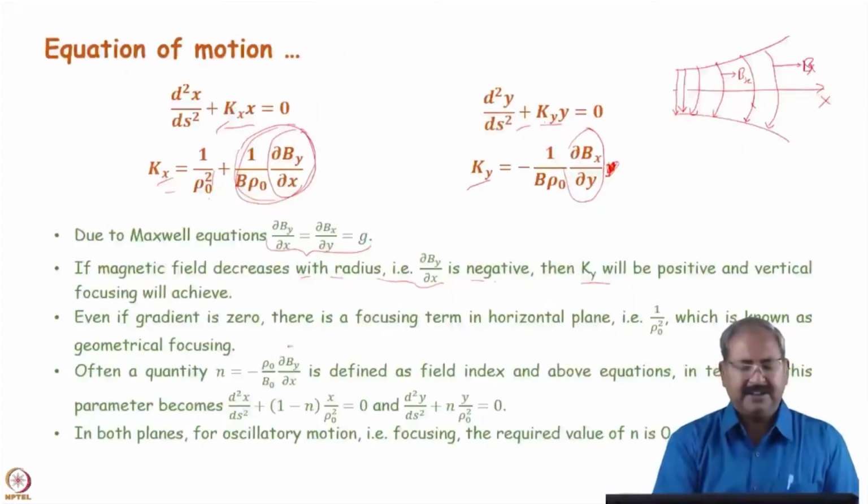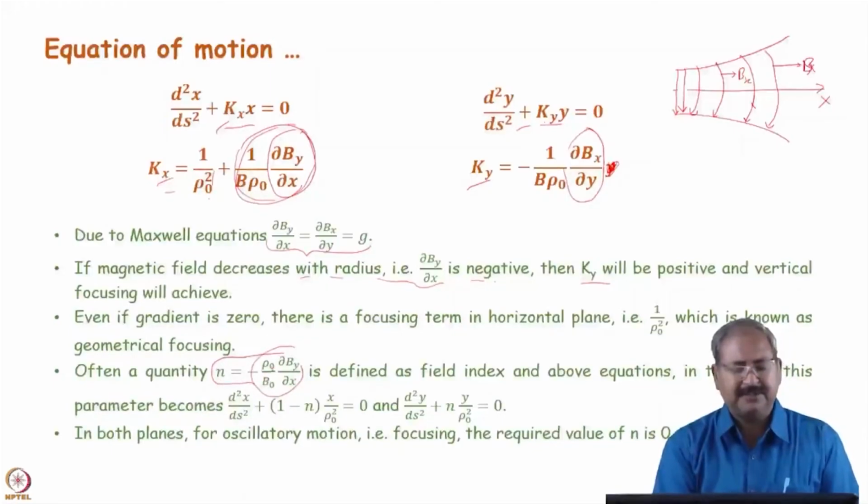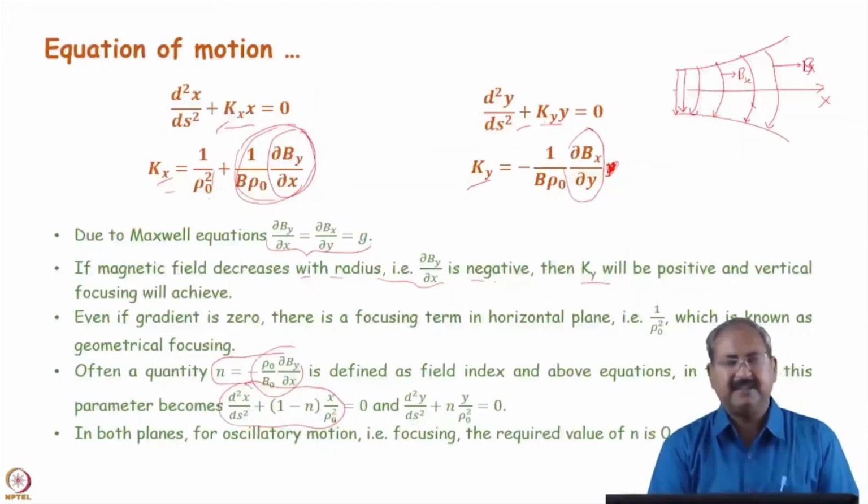Often this gradient is written in this way: a field index, or a new parameter n, is introduced, in which minus rho 0 by B0 del B by del x is written as n. And using this parameter, the above equation can be written, for the horizontal plane, as d2x by ds square plus (1 minus n) x by rho 0 square. And for the vertical plane, it will be d2y by ds square plus n y by rho 0 square.